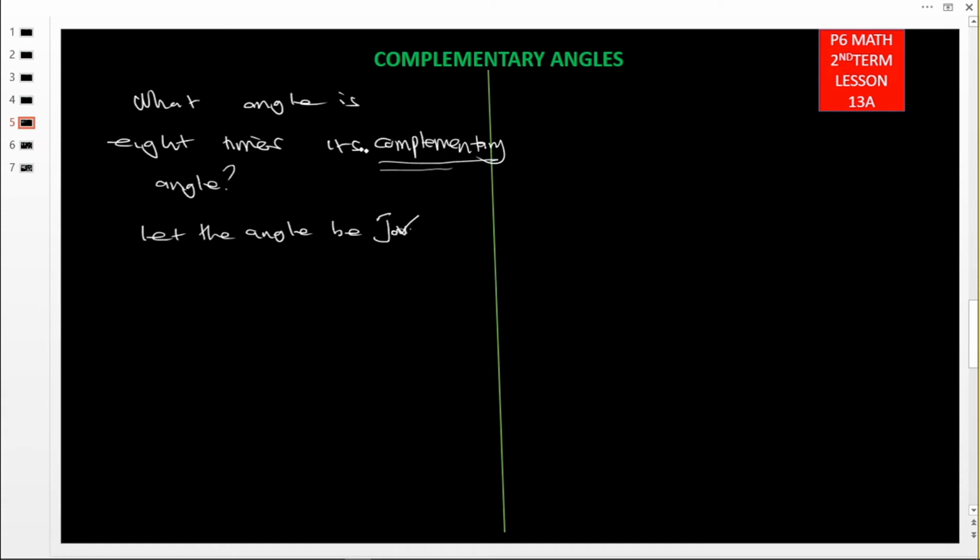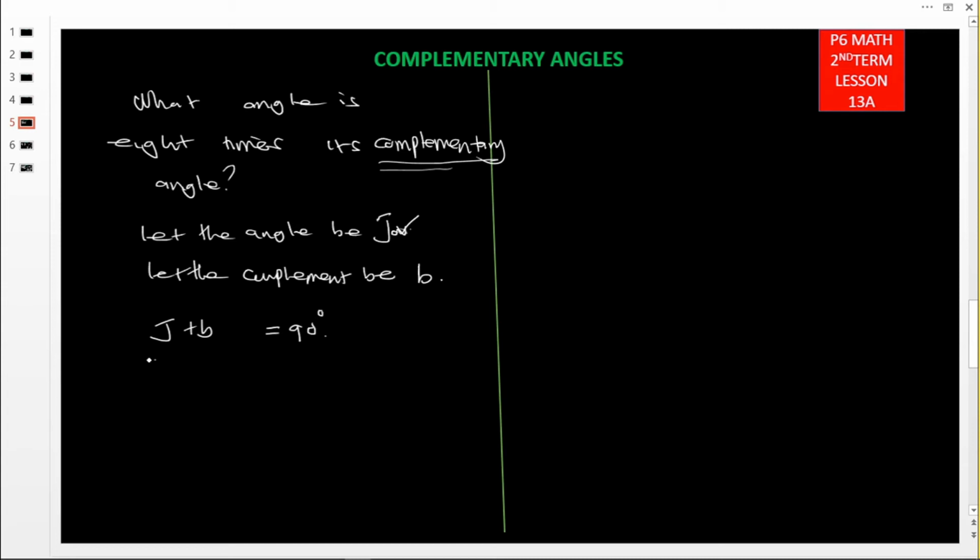Then after getting J, we need to get the complement of J, so that when we get J and its complement, we are going to get 90, right? So let us get J's complement. Let the complement be B. Now how do we get this complement? When we get J plus B, we are going to get 90 degrees.